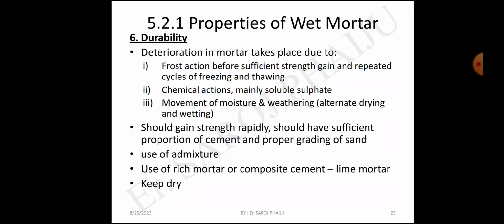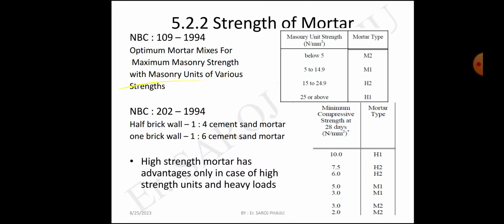Deterioration in mortar takes place due to frost action before sufficient strength gain and repeated cycles of freezing and thawing. Chemical actions, mainly soluble sulfate, movement of moisture and weathering, alternate drying and wetting. Should gain strength rapidly, should have sufficient proportion of cement and proper grading of sand. Use of admixture. Use of rich mortar or composite cement lime mortar, keep dry.